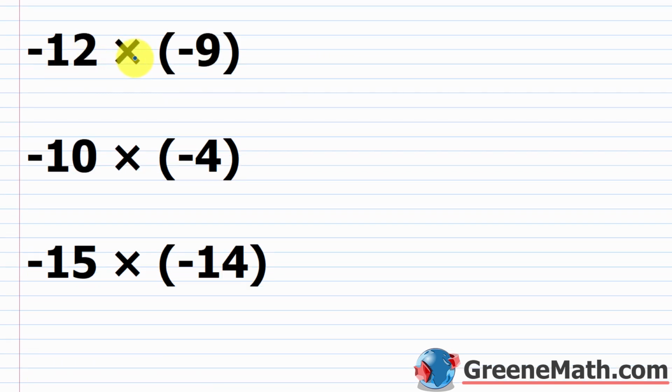Here we have negative 12 times negative 9. So a negative times a negative is a positive. When you first start doing this, you can write out a plus symbol if you want. Of course, it's not necessary, but I'm just going to do it for the sake of completeness here. Now, I want to do 12 times 9. Some of you are still learning how to multiply, so I'll do that as a vertical multiplication.